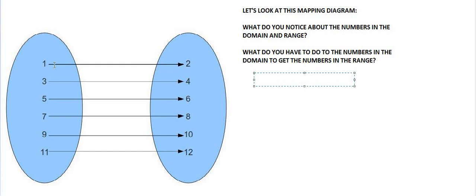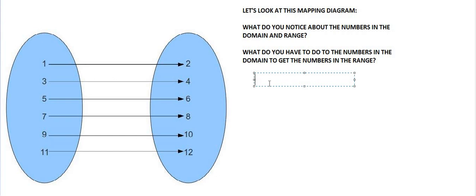All right. Let's figure out the pattern, just like what we did before. We're going to figure out what did we do to these numbers over here to get these numbers over here. All right. 1 plus 1 gives you 2, right? All right, let's try it with this other number. 3 plus 1 gives you 4. 5 plus 1 gives you 6. 7 plus 1, 8. 9 plus 1, 10. 11 plus 1, 12. All right, so we notice a consistent pattern.